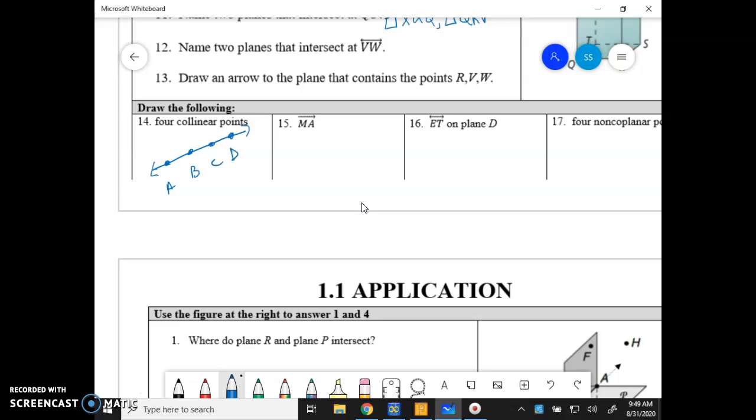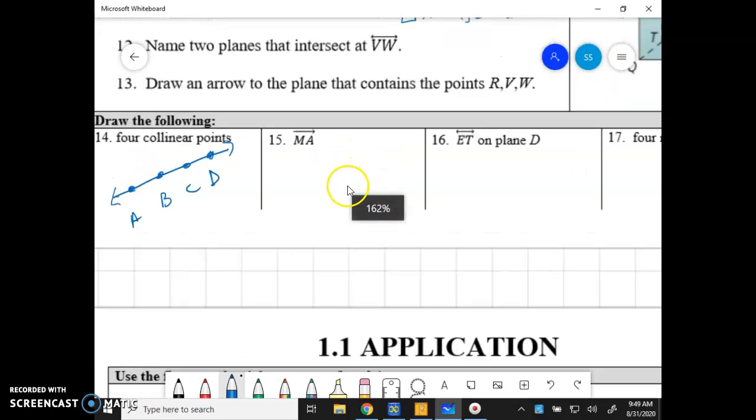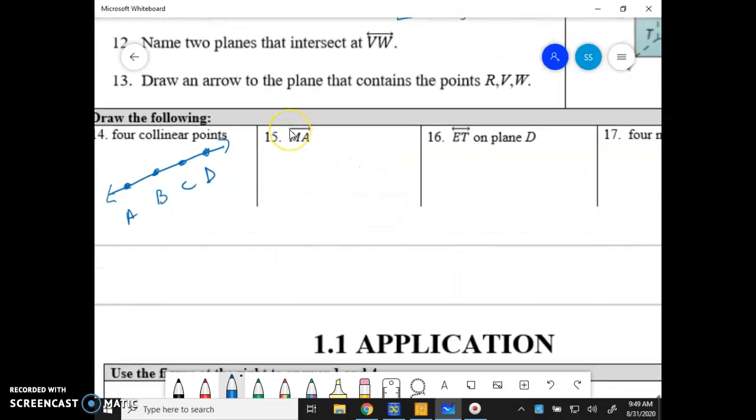All right, so MA, we just have to look at the figure on top. Hopefully you guys can see this really well. There is no arrow on this side, but there is an arrow on this side. So this would mean this is referring to a ray. All right? If I'm going to draw this figure, I'm going to draw it like this. M, that's a bad M. M, why can't I draw an M right now? M, A. Okay.